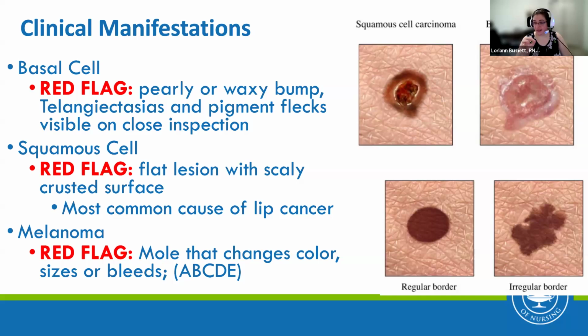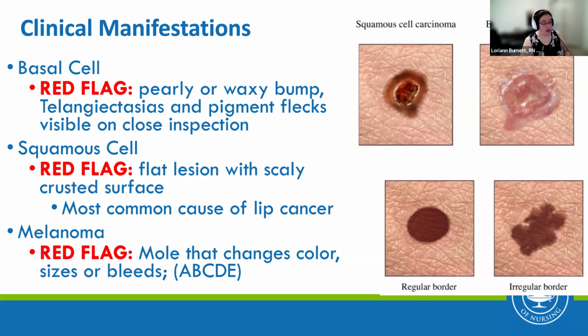Telangiectasias is the fancy way to say like the spider veins. You can also see sometimes what's called like pigment flecks on there. They tend to also have a bleeding or scabbing sore that does not heal properly. Squamous cell, which is over here, is going to be a flat lesion with a scaly crusted surface. This is actually the most common cause of lip cancer. So having it around the lip, because that's usually a squamous cell. It's also a firm red nodule is another one.